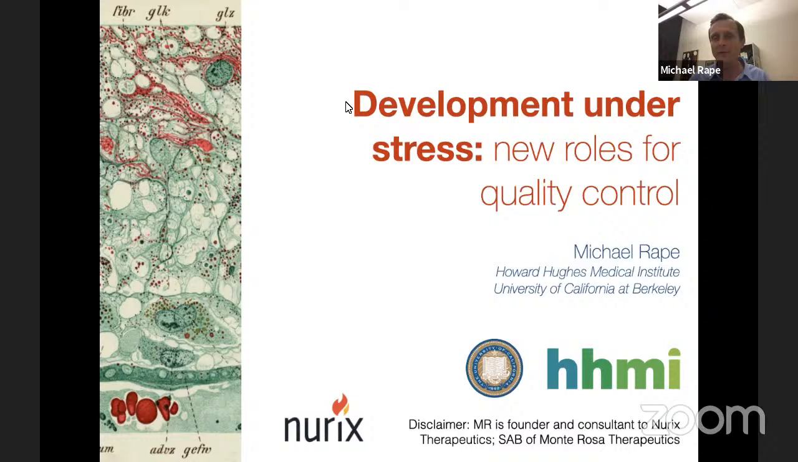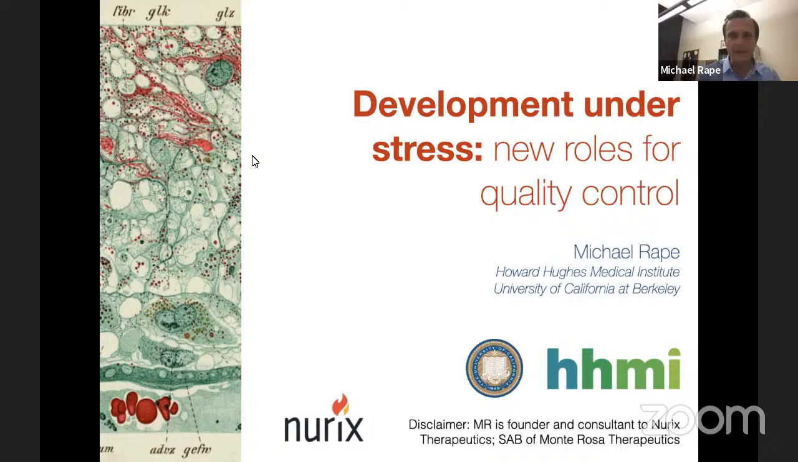And today I want to talk about two slightly related but still different aspects of this: how we used the role of ubiquitin in differentiation and development to discover new paradigms of quality control and mechanisms that make sure that our bodies are robust and that development is robust and that we don't succumb to disease.